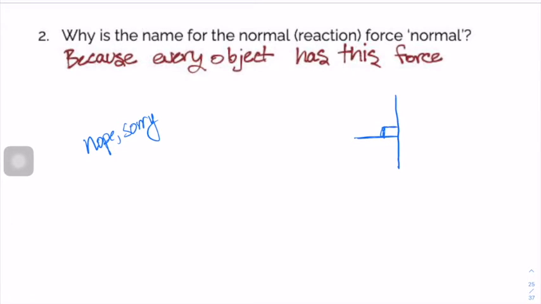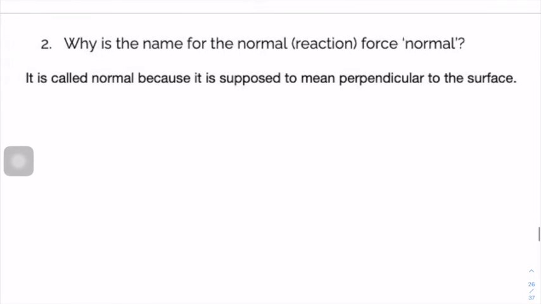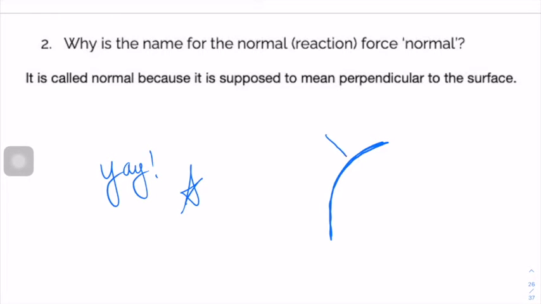Perpendicular makes a right angle. It's normal because it is supposed to mean perpendicular to the surface. Yay! Good job, star. All right, let's do a weird one. So suppose we have a curved surface. Okay, curved surface. A perpendicular can be, so we just kind of eyeball what would be perpendicular at that point. Perpendicular.